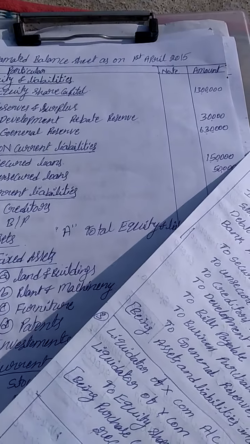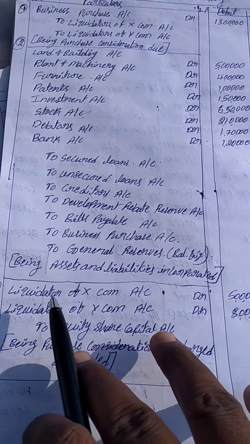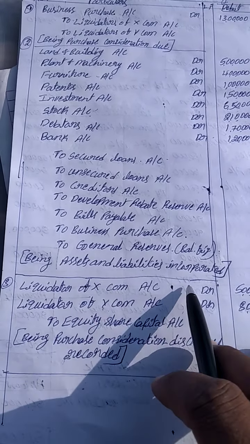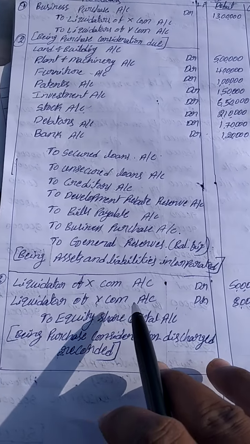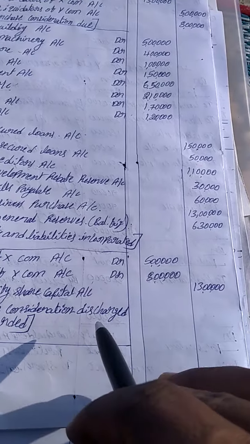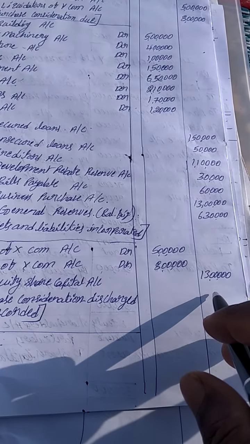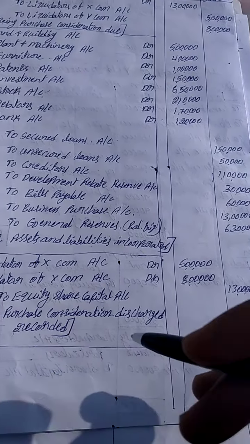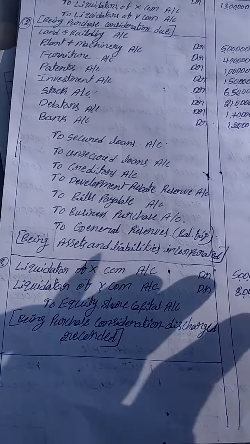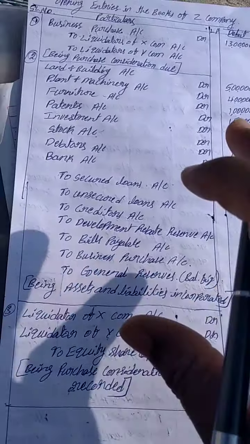You have to pass the narration. Next, the third one is the discharge of your purchase consideration. Liquidator of X company account debit, liquidator of Y company account debit, to equity share capital account. Total, that is 5 lakh, 8 lakh come together 13 lakhs. Being purchase consideration discharged. These are the 3 entries you have to pass as the opening entries in the books of Z limited.